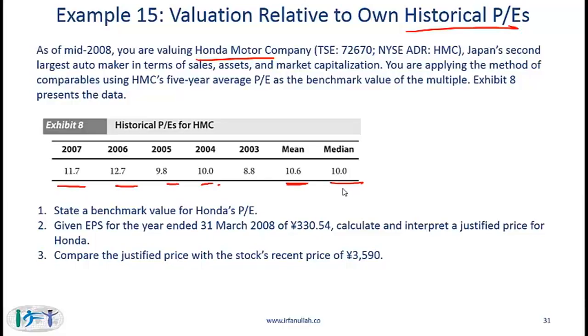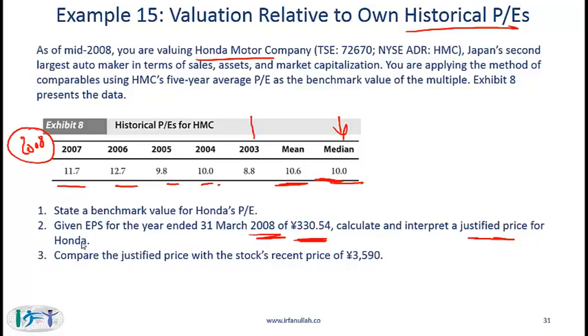Mean or median? We don't have any huge outliers, so it could be either. You can actually come up with numbers based on both. There's no hard and fast rule. Generally, one is more inclined to use the median, but you can also look at the mean. So either could be a benchmark. Given EPS for the year ended 2008, so if the EPS for the most recent year, 2008, is given, calculate and interpret a justified PE or justified price for Honda.